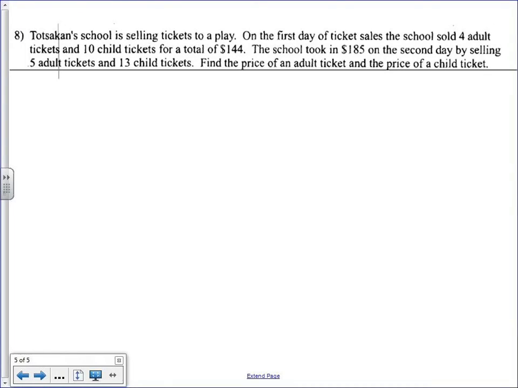All right, here's number 8. Again, we're still dealing with linear systems and we have word problems. So let's try to pull out the information we need, then solve the system and verify and kind of figure out what all the answers mean.